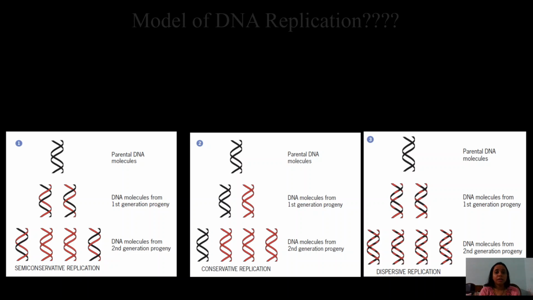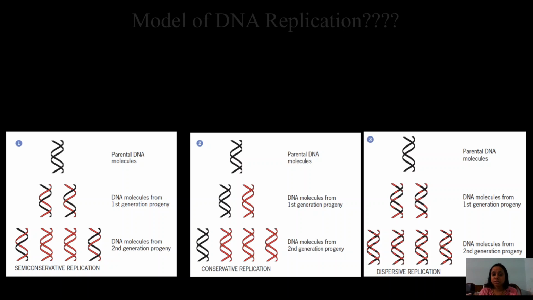Now in the conservative model, it has been defined that the parental DNA molecule will remain exactly the way it was, whereas a similar DNA molecule will be created as a daughter molecule. So the daughter molecule will be entirely the newer one, whereas the parental molecule will be entirely the older one. In this way, in the next generations, the molecules will remain as they were before. The newer molecules, both helical strands, are getting produced, but the older one remains the same. That is the conservative replication.